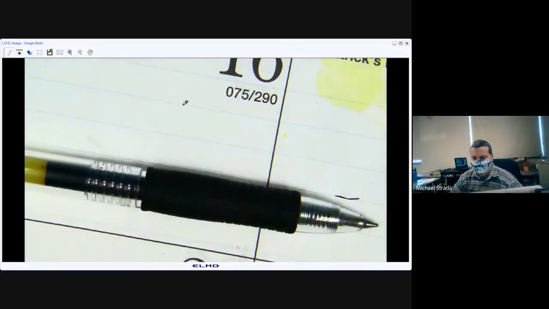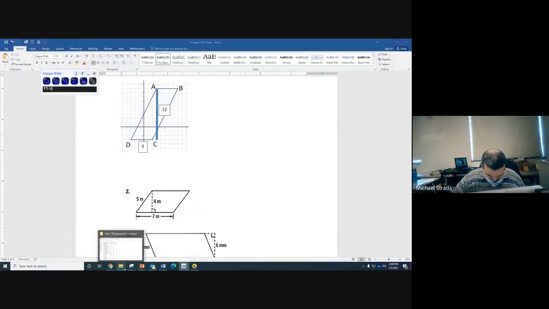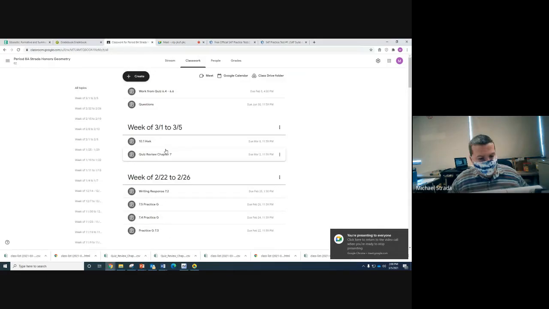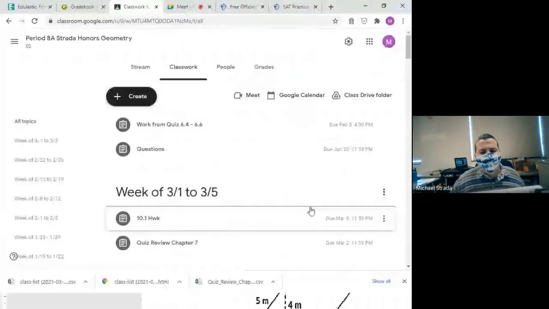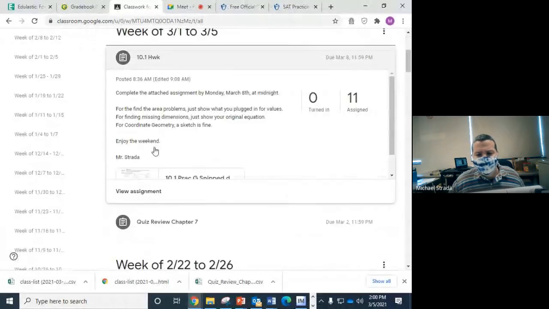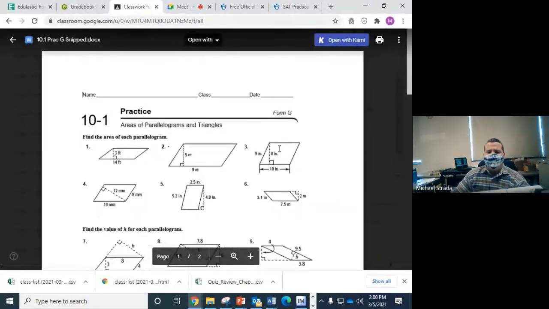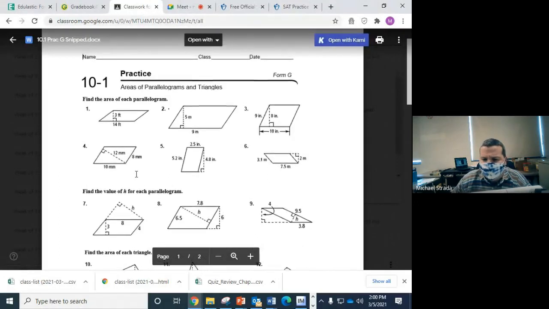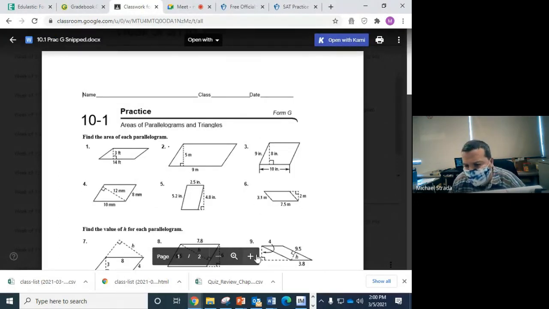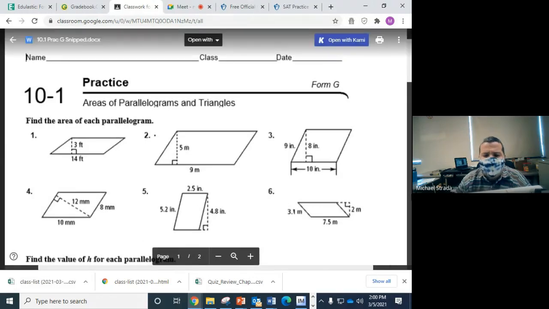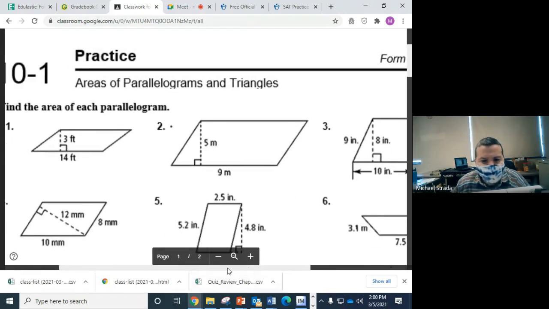All right, so you have homework up in Google Classroom. All right, 10.1 homework, week of March 1st to March 5th. When we're looking at it, for numbers 1 through 6, all I'm looking for is the numbers you multiply together. So in other words, in number 1, what 2 numbers are you going to multiply together? 3 and 14. So just write down 3 times 14 equals. All right, that's all you need.